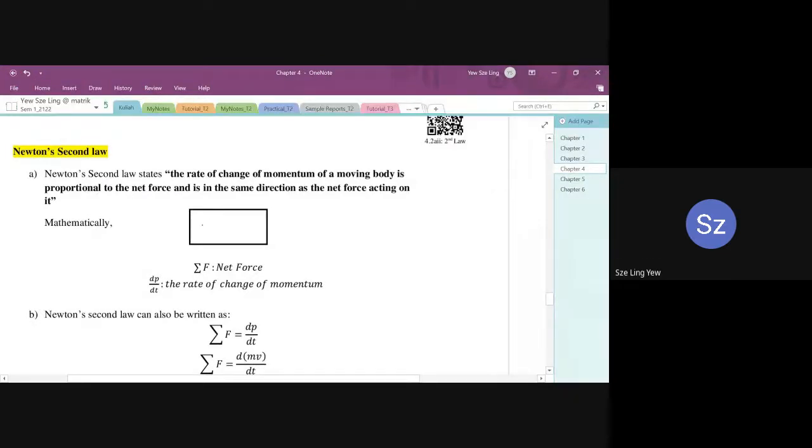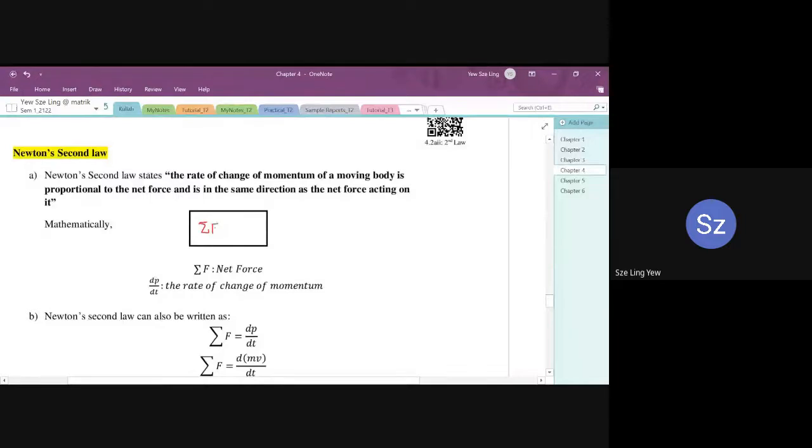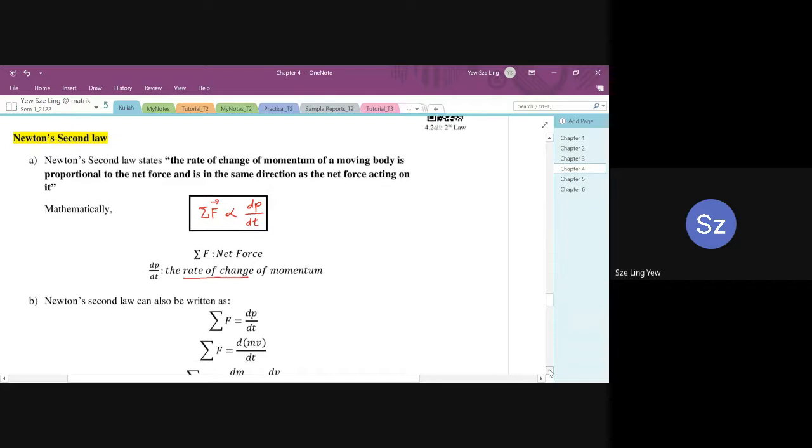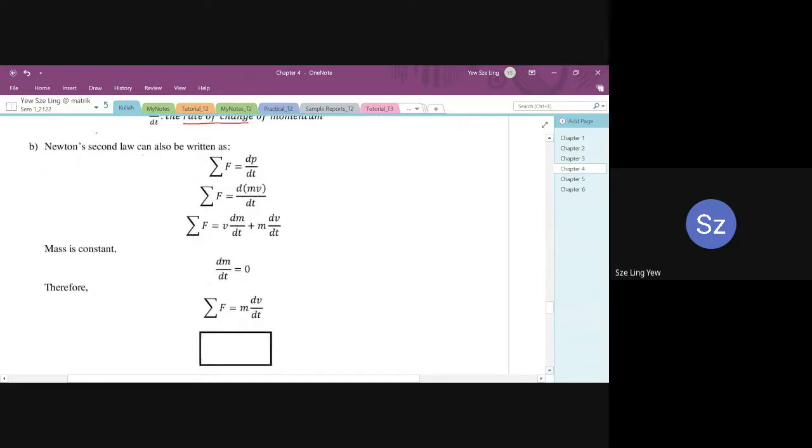Therefore, the equation is summation F is directly proportional to dp over dt. So net force is your summation F, and then the rate of change of momentum. Whenever you have the term rate of change, it means something divided by time, right? So from here, you then derive the equations. Newton's second law can also be written as summation F equals dp over dt. p equals mv. That is from what we learned in chapter 3.